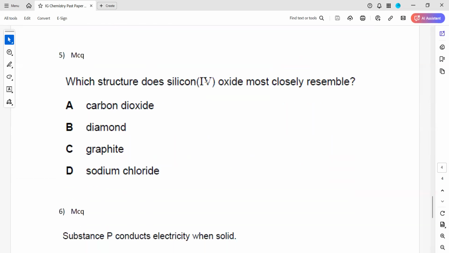In question 5, which structure does silicon(IV) oxide most closely resemble? Carbon, no. Diamond, yes. So you have to remember the structure. Graphite has hexagonal rings and a layer structure. So silicon(IV) oxide resembles the structure of diamond.